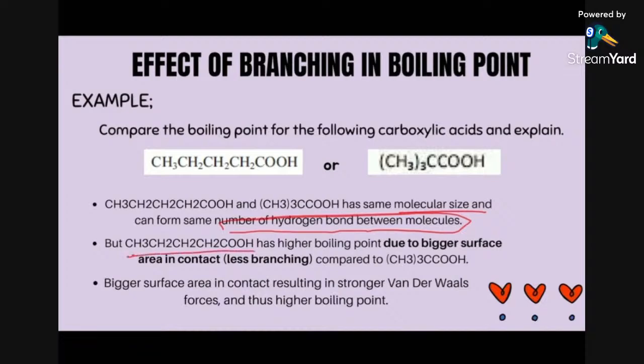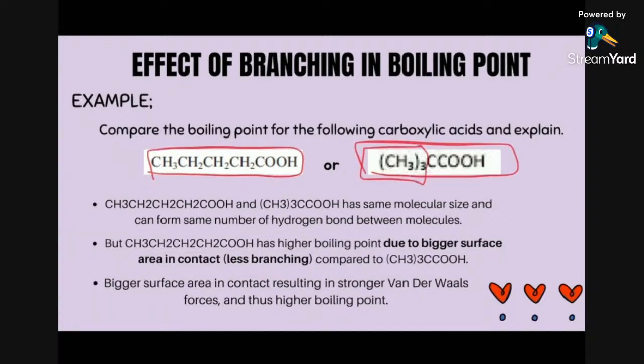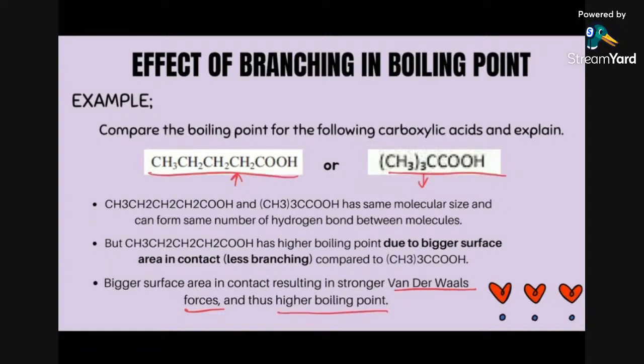But pentanoic acid has higher boiling point due to the bigger surface area in contact. Sebab dia less branching compared to 3,3-dimethyl 2-oxo-butanoic acid. Sebab sini kan straight chain, tapi sini dia ada branch kat sini. So sini lebih besar daripada sini. Sini lagi besar. So dia punya van der Waals forces kat sini lebih tinggi berbanding kat sini. Sebab sini kan lebih besar daripada yang ni. And thus higher boiling point. So sini dia punya boiling point is higher than dekat sini.